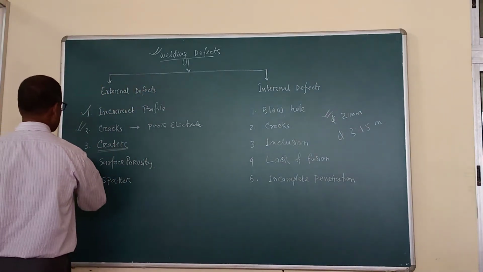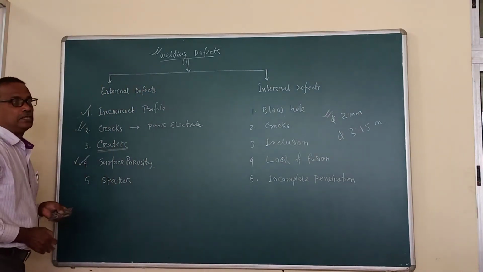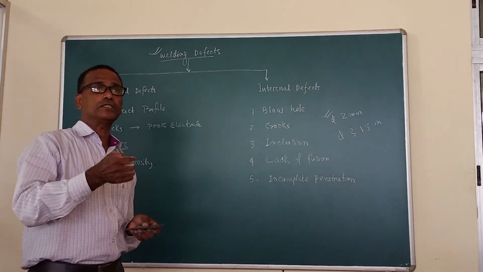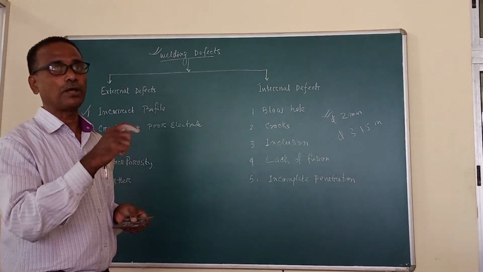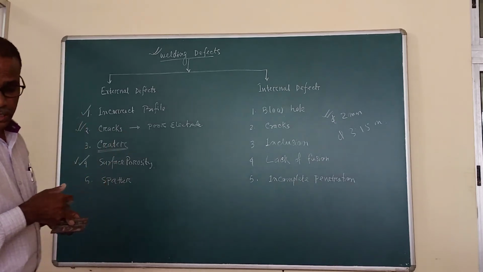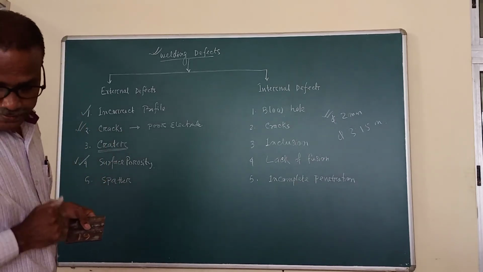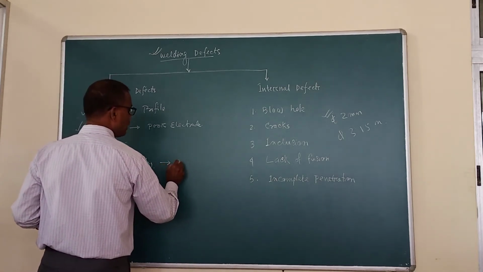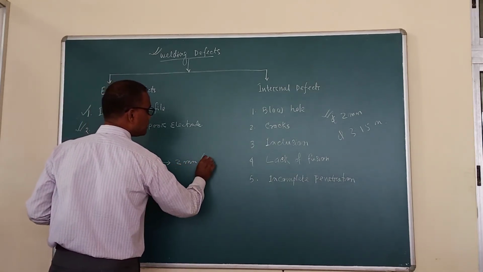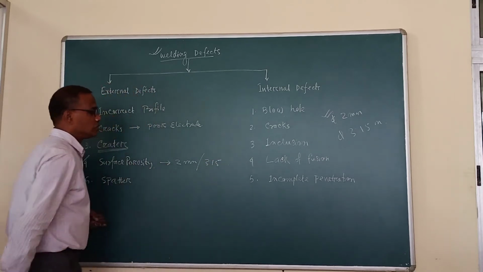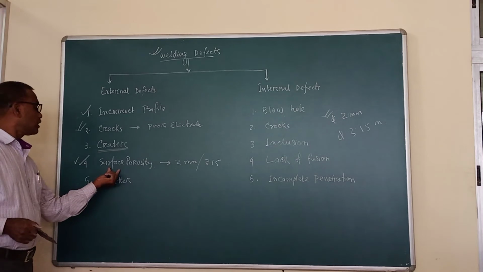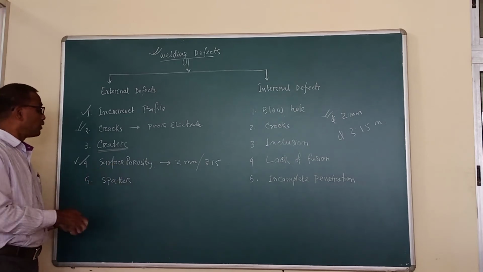Next, surface porosity. Same, improper electrode. Suppose your selection of electrode is not proper for the particular material, so surface porosity occurs. That means wrong size. Suppose you need a 2 mm electrode, but you are using a 3.15 mm electrode. So wrong selection of the electrode will produce surface porosity.